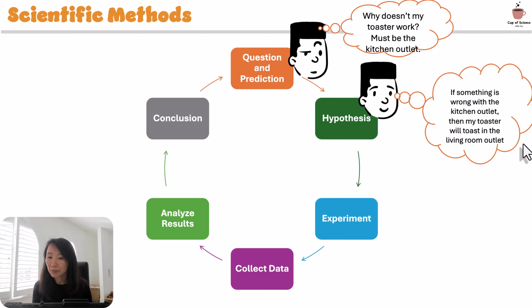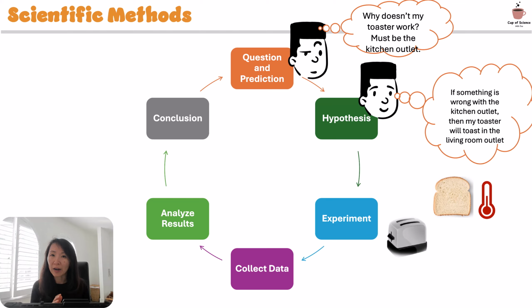So we can come up with various experiments, come up with materials and whatnot. So one of the materials will be the toaster. Then you have the bread, and you must have the same type of bread, right? These will be your control. The environment has to be the same, not a rainy day. It has to be a day that is 70 degrees, and you're going to test it out in the living room outlet. So that would be your variable.